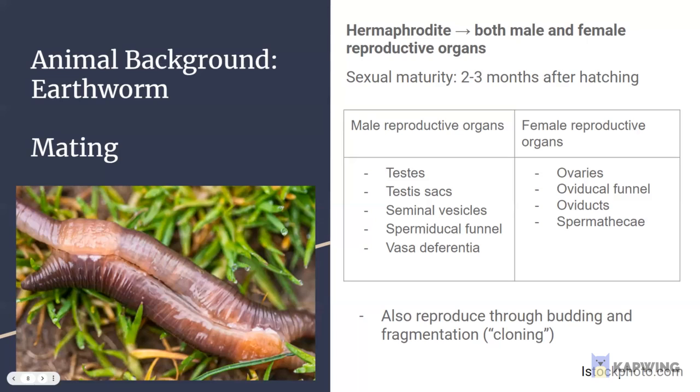The male reproductive organs in an earthworm are testes, testis sacs, sperm vesicles, spermaducal funnel, and vasa deferentia. The female reproductive organs are ovaries, oviducts, and spermathecae. Testes in earthworms are usually in two pairs, which contain spermatogonia cells in the lobules and produce sperm. The testis sacs are present inside fluid-filled sacs.